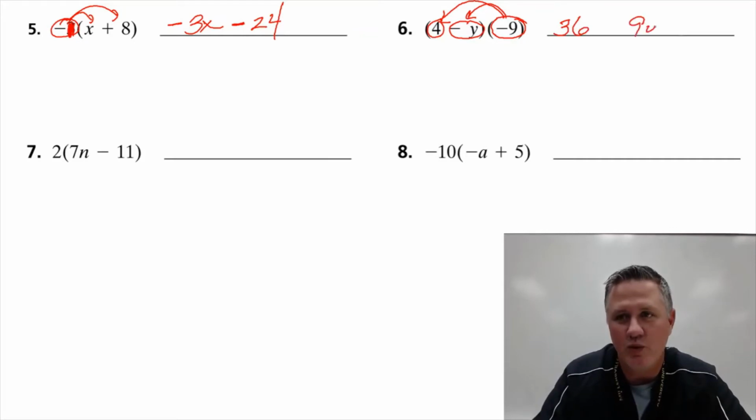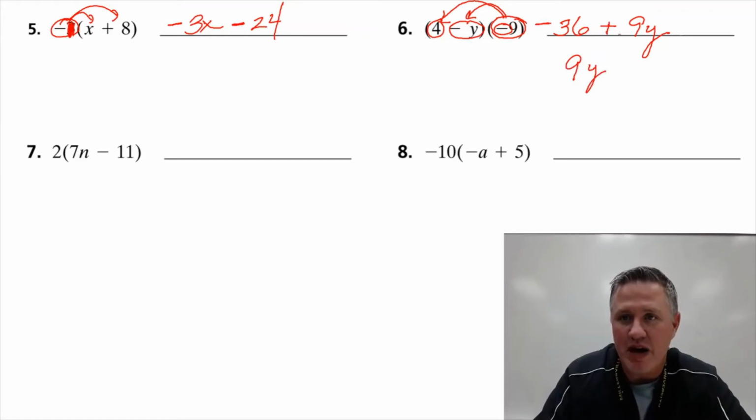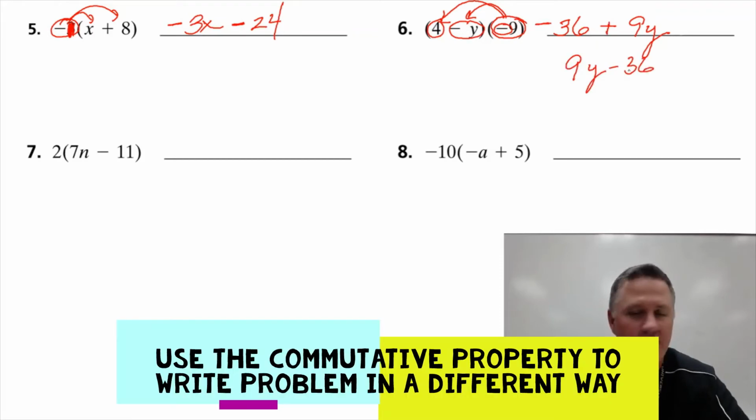9y. Now notice, I've got the opposite of positive 4, which is negative. Now this is the tricky part. The opposite of negative y is? Positive y. And realize that could also be written backwards. Positive 9y minus 36. Every answer you can write 2 different ways in this situation.